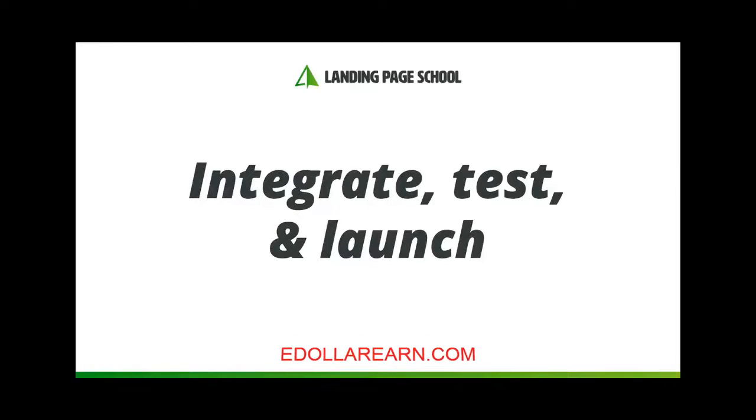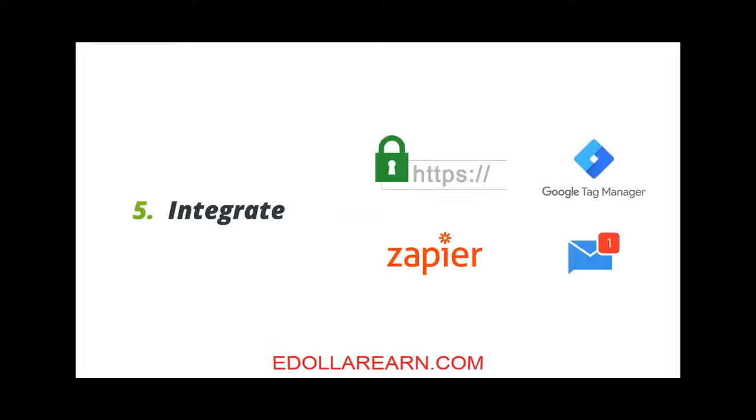Having just finished up covering the first 4 steps in the 7-step landing page build-out process, we'll now look at the final 3 steps: integrate, test, and launch. The reason I broke these videos up like this is that the first 4 steps are related to the front-end development of a landing page, while these 3 steps that we'll cover now are related to things that take place on the back end or behind the scenes. So let's begin. Step 5 is called integrate.